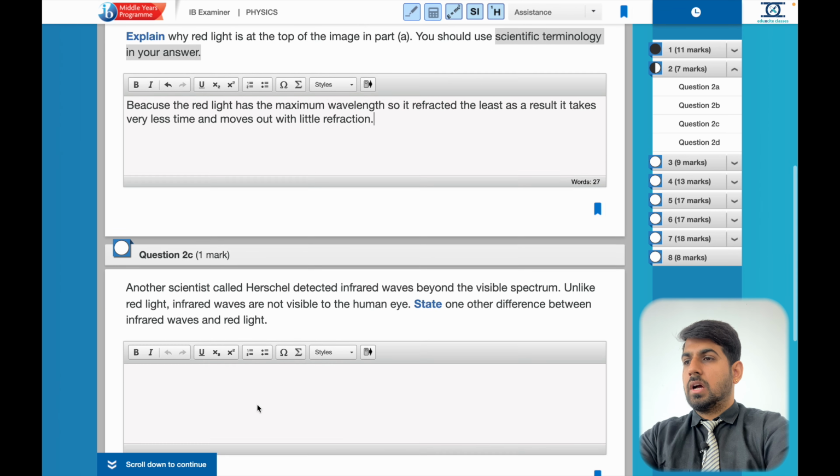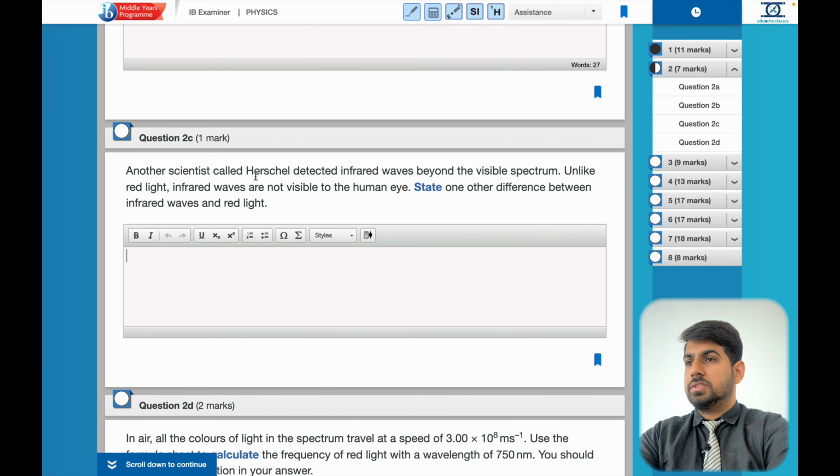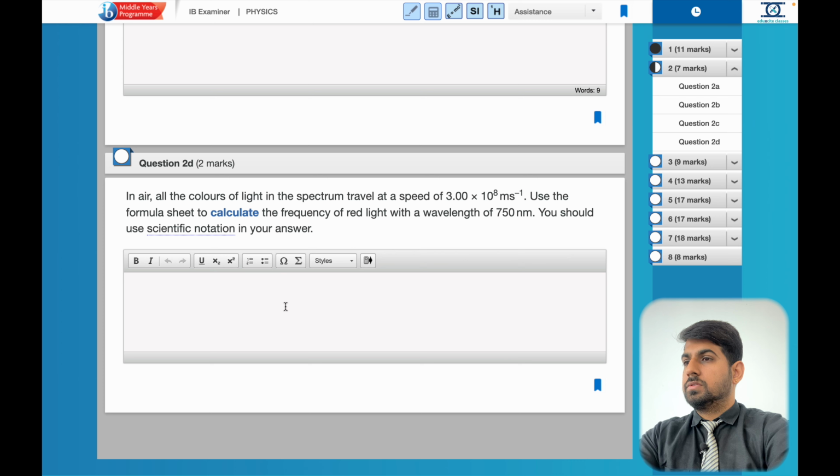Okay. Now question 2C. Another scientist called Herschel detected infrared waves beyond the visible spectrum. Unlike red light, infrared waves are not visible to the human eye. State one other difference between the infrared waves and red light, one is that it is not visible. We have to answer. So infrared waves have a lower frequency than visible waves. You can say this is one of the differences you can mention. Okay, fine. Now question 2D.